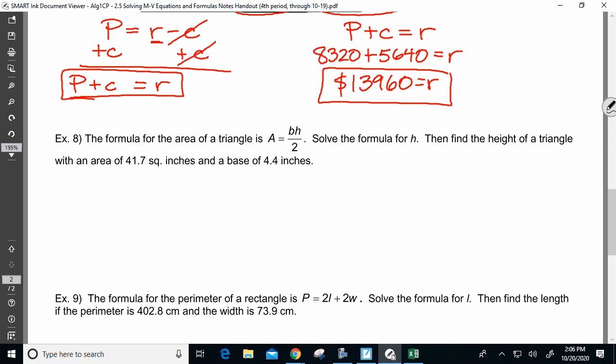Example 8. The formula for the area of a triangle is A equals base times height divided by 2. Solve the formula for H, then find the height of a triangle with an area of 41.7 and a base of 4.4. So again, it's another two-part problem. So A equals base times height divided by 2. So what's happening right now in this problem?